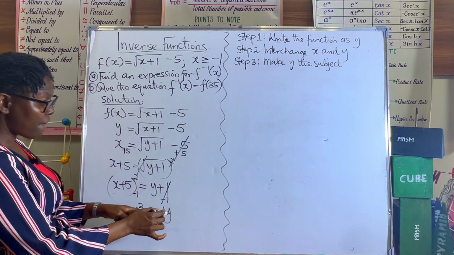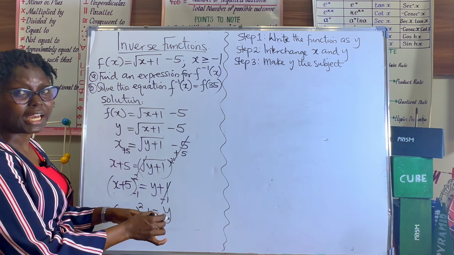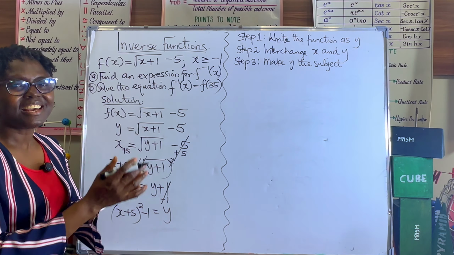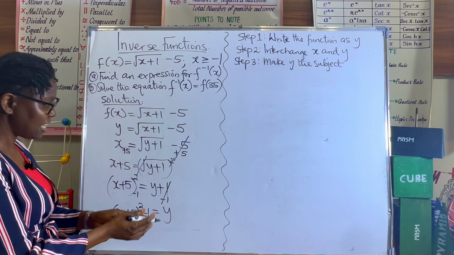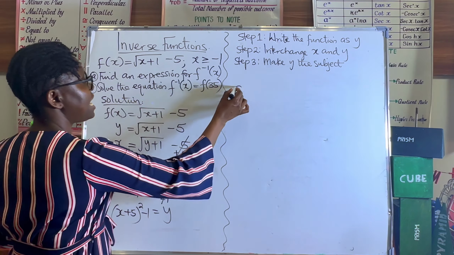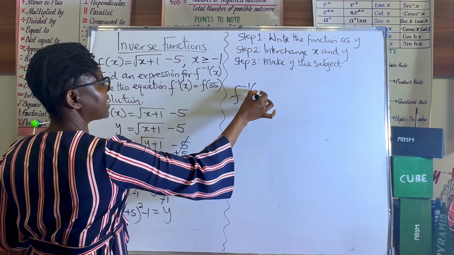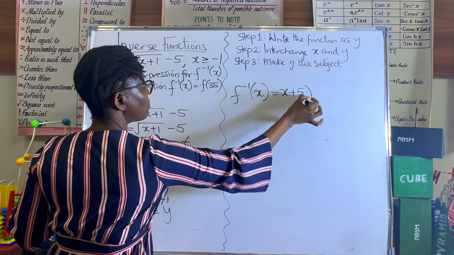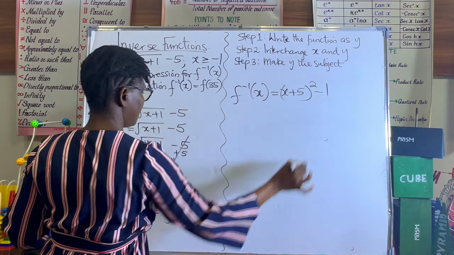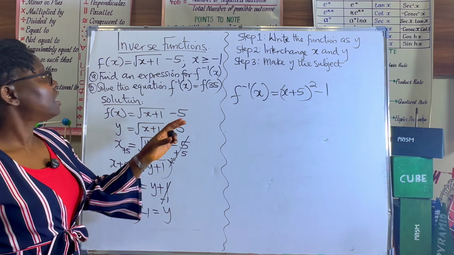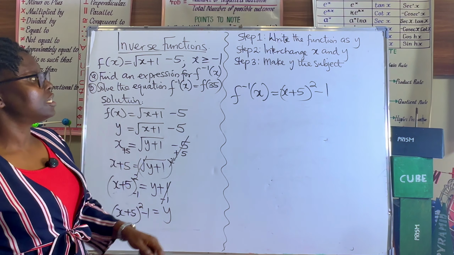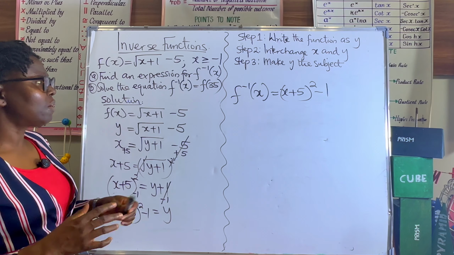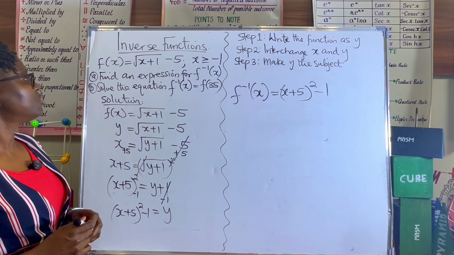So when you arrive at this point where you've made y the subject of the formula, then you have automatically got the inverse of the function. So we can now write it as the inverse of f of x is equal to x plus 5 squared minus 1. So we have got the first part of the question. We have solved the A part of the question. Now let's go to the B part.